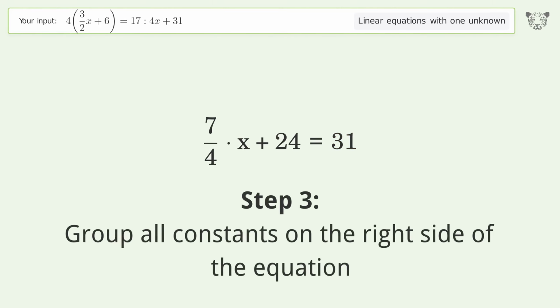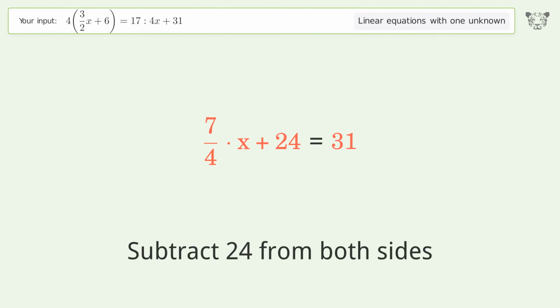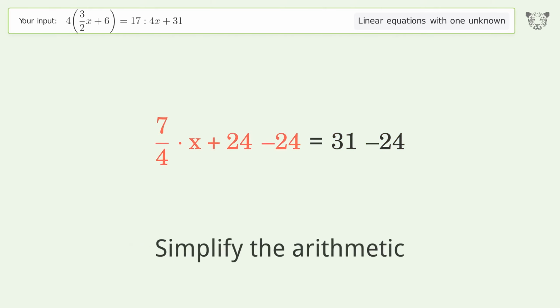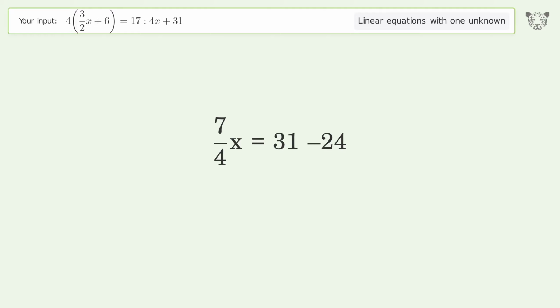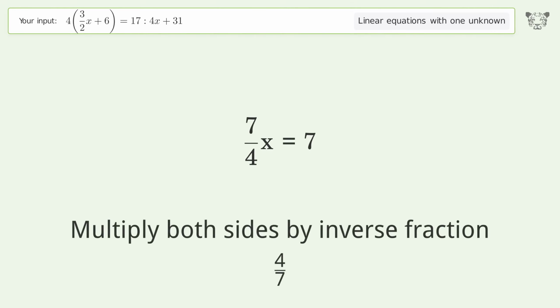Group all constants on the right side of the equation. Subtract 24 from both sides. Simplify the arithmetic. Isolate the x. Multiply both sides by inverse fraction 4 over 7.